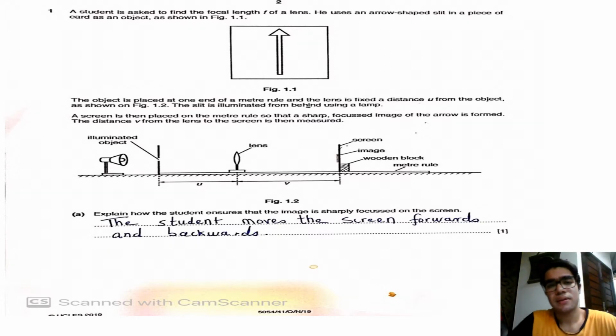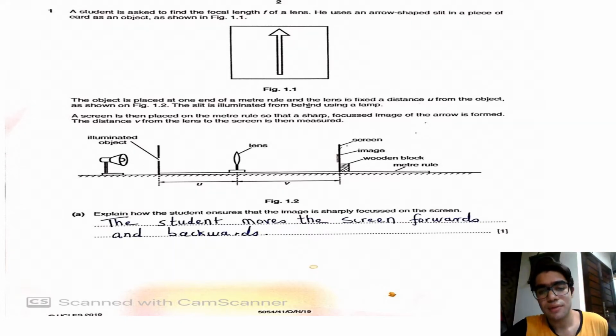So this basically means it's asking you how will you find out that the image produced on the screen is a perfect image. By perfect image, it's not a physics term, but I'm using it to mean a sharply focused image. So the most clear, the most sharp, the most focused, most visible image, how will it be formed?